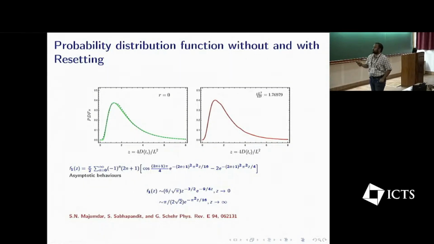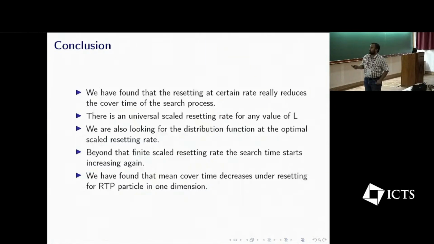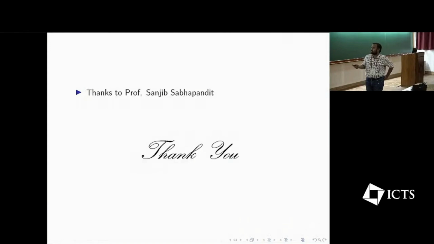So this work is ongoing, and of course we have the conclusion that there is a certain reset rate at which the search process reduces the cover time and the process becomes more efficient, and there is a universal scaled resetting rate for any value of L. We have found similar behavior, that the mean cover time decreases with resetting for an RTP particle in one dimension as well. So thanks to Sanjib Sabhapandit, and thank you all for listening.